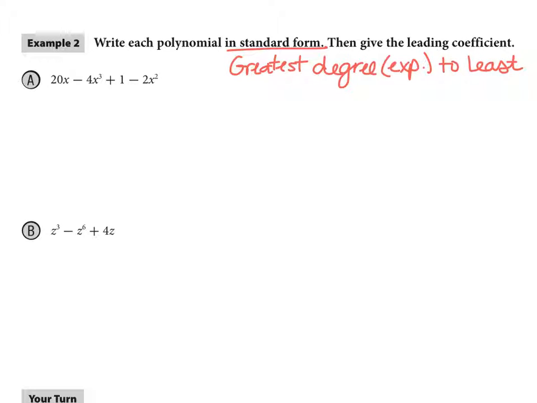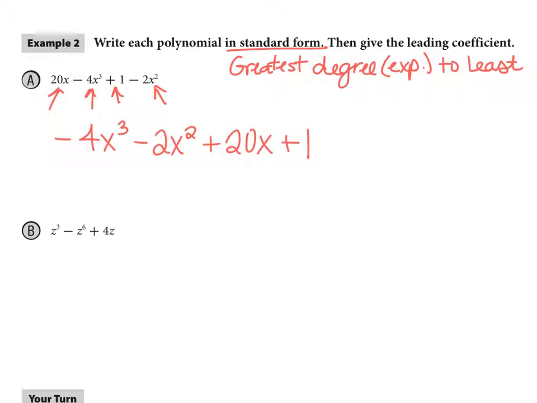All right, so for instance, A has 4 terms, and if I look at those 4, the highest exponent I see is this x to the third. So I start with negative 4x to the third, and then the next highest I see is squared, so minus 2x squared. Then I've got just an x, so plus 20x, and then I have something that has no variables, so a 0 degree, so that's plus 1. Notice that now my exponents decrease in order. I have 3 x's, 2 x's, 1 x, and then no variables whatsoever. That is what you call standard form.